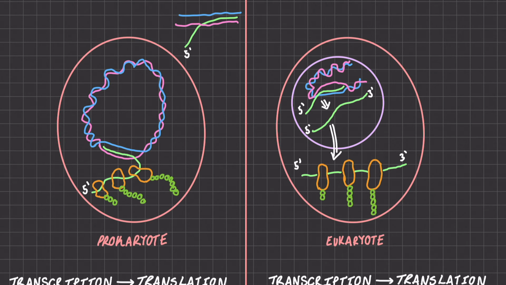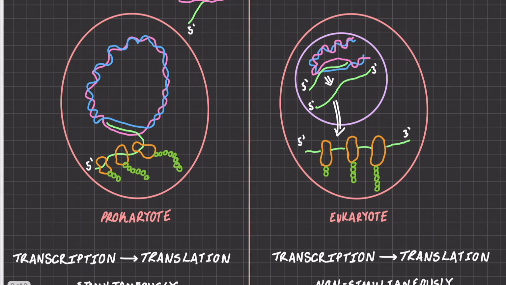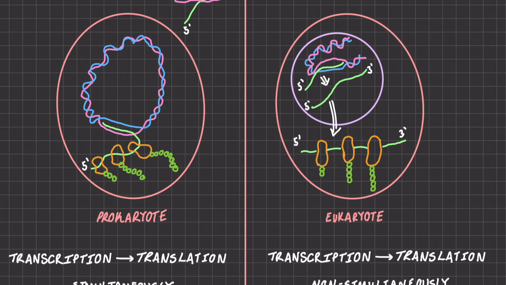So that's a very basic overview of the differences in transcription and translation in prokaryotes and eukaryotes. It gets a lot more complicated after this, but it's okay. If you take it one step at a time, it will all make sense.